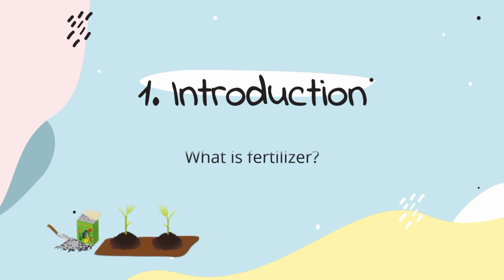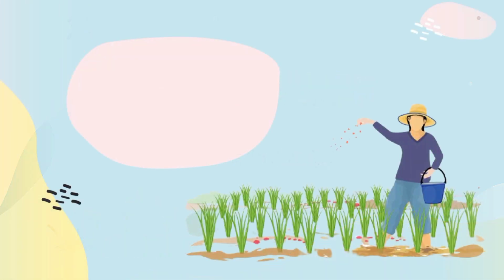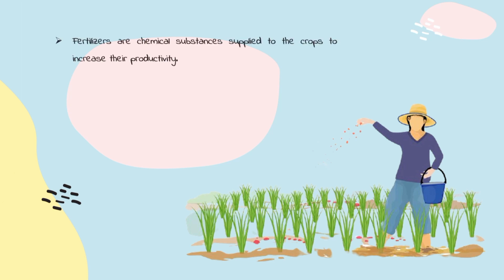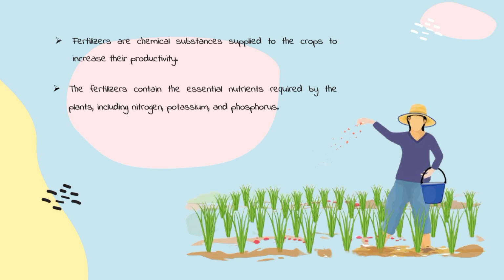What is actually fertilizer? They are chemical substances supplied to the crops to increase their productivity. Normally, fertilizers contain the essential nutrients required by plants, including nitrogen, potassium, and phosphorus. Fertilizers are commonly used by farmers because they enhance the water retention capacity of the soil and also increase its fertility.